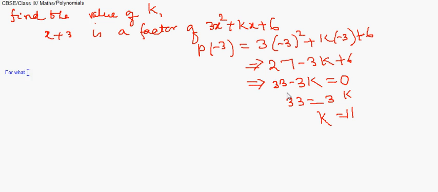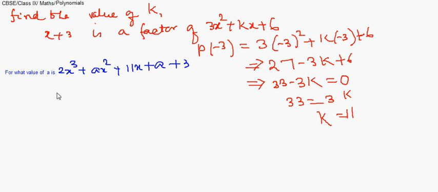For what value of a is 2x cube plus ax square plus 11x plus a plus 3. Now look at the question formation. It is actually the same as whatever we did.